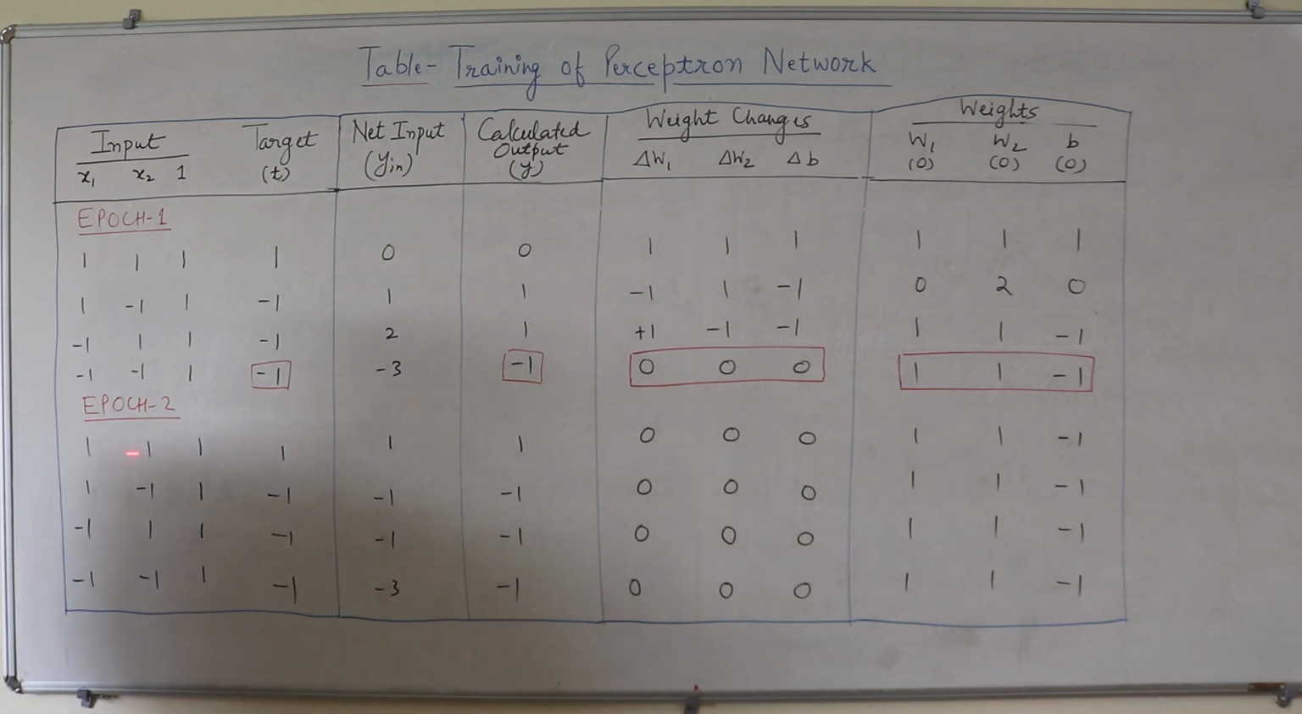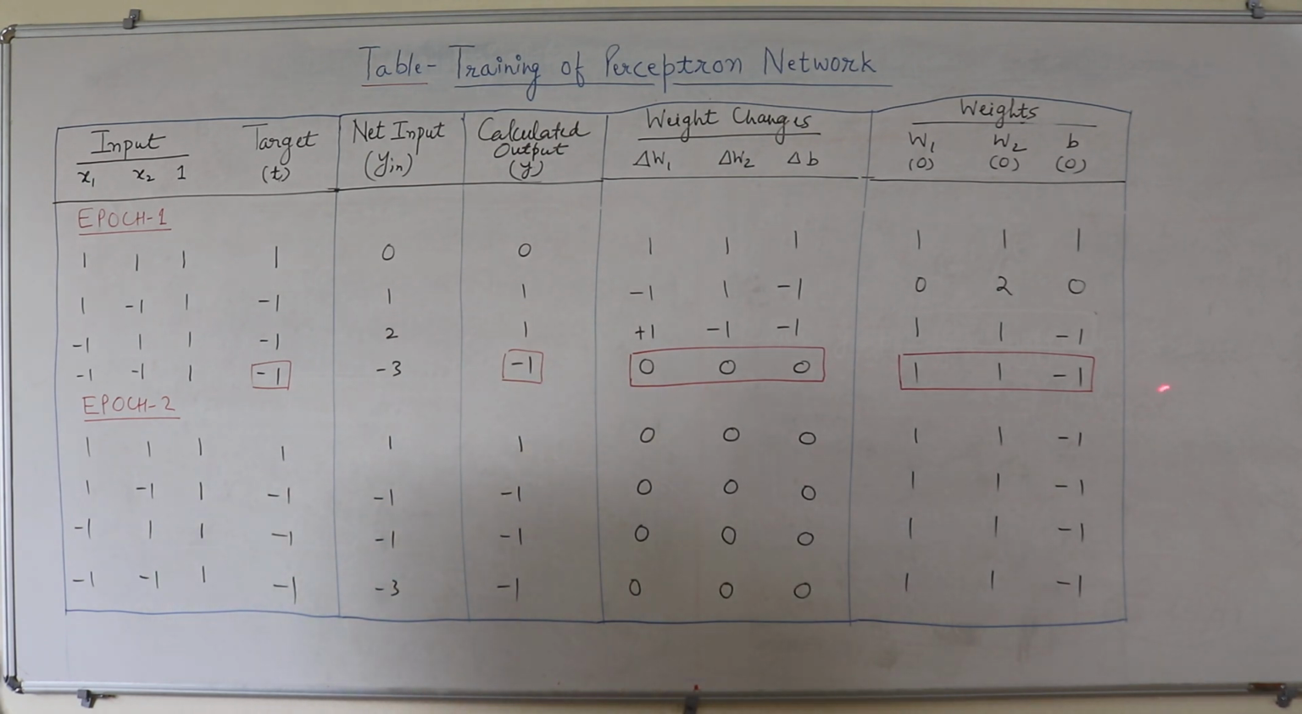Now we can go for Epoch 2. In Epoch 2, when we submit these 4 input patterns, we again get the same weights. Means these are the final weights. At each input for the second epoch we are getting the same value. This is W1, W2 and this is the bias. So in these 4 input patterns we are getting the same value. It means we can say these are the finalized weights.